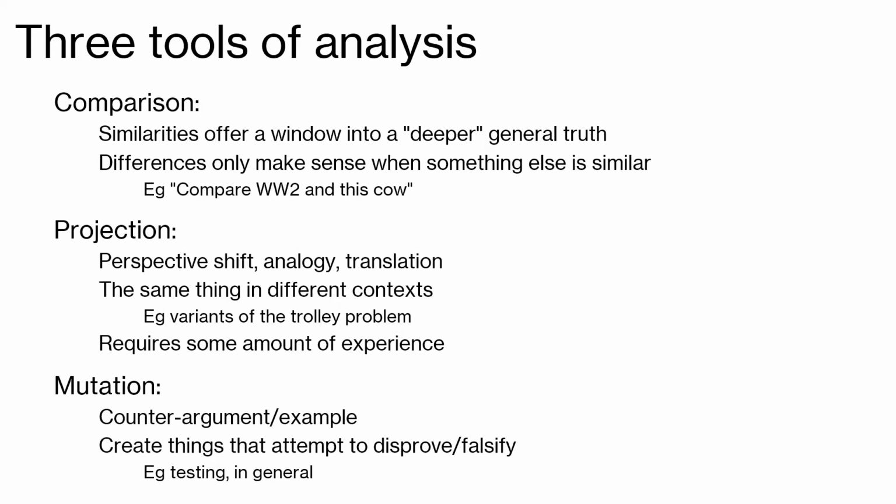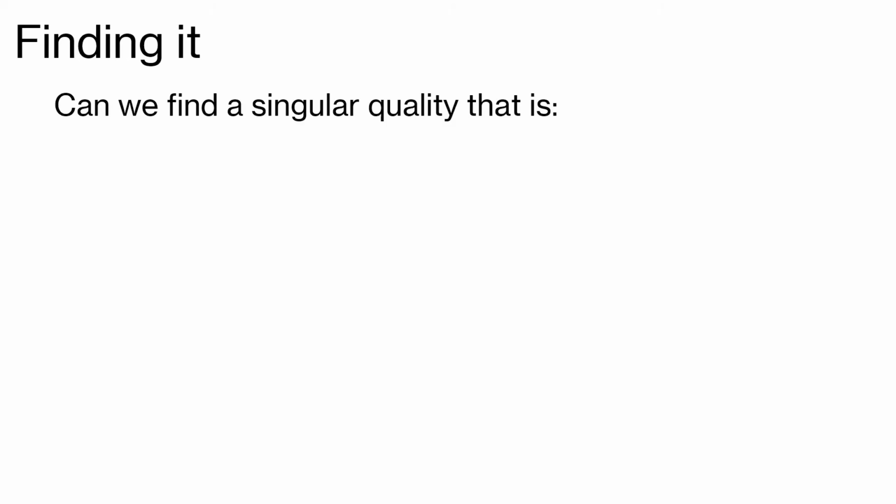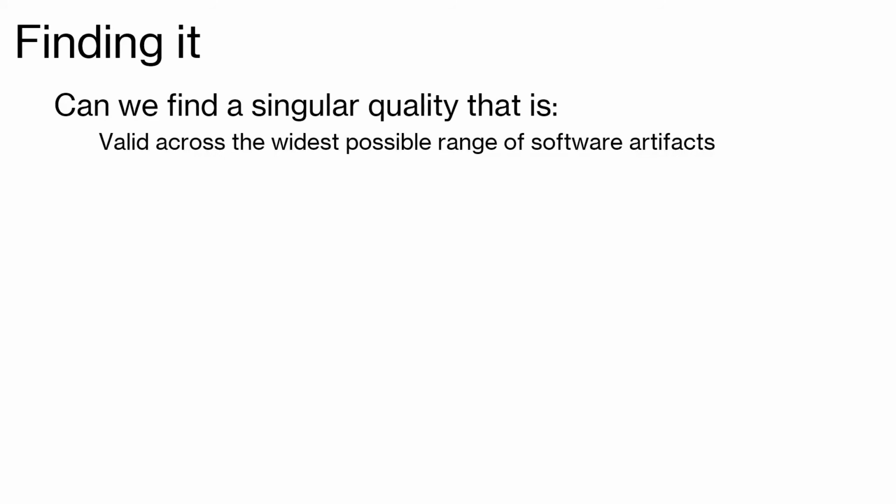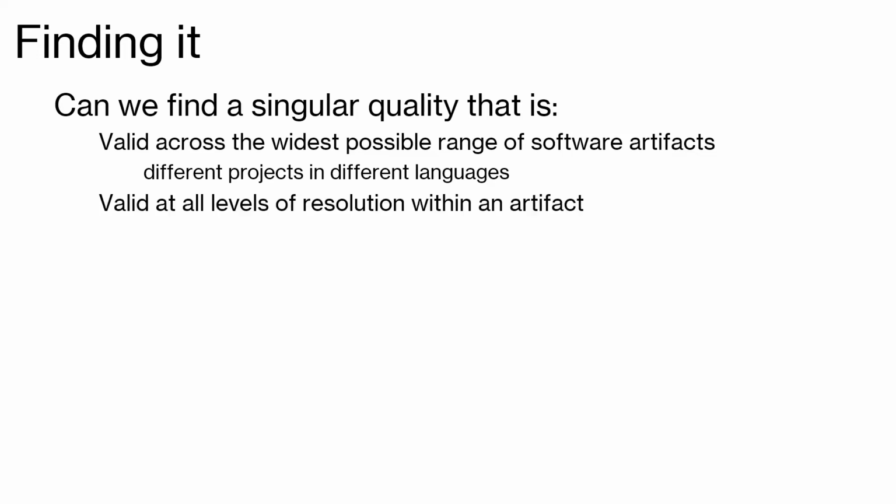So with these tools and this way of thinking, let's see if we can find it. Can we find a singular quality, some kind of quality, which is valid across the widest possible range of software artifacts? So independent of programming language, independent of what kind of project it is, independent of what the requirements are. It is valid at all levels of resolution within that project. So we're cross-referencing the size of a file, the size of a module, the size of a function, the size of a single line, the size of the name of a single variable. The same rules should apply to everything. The same concept of quality should apply to everything.